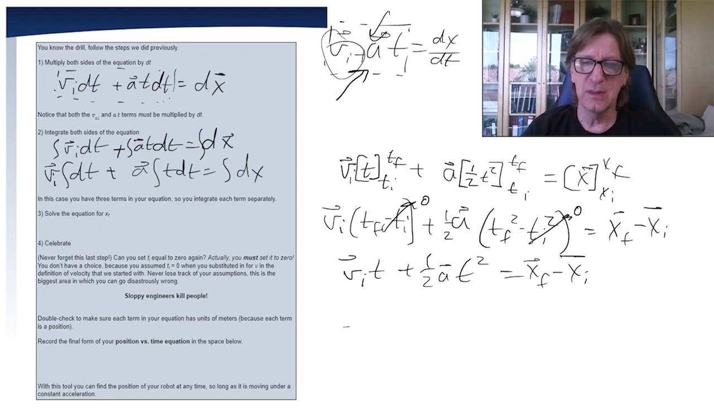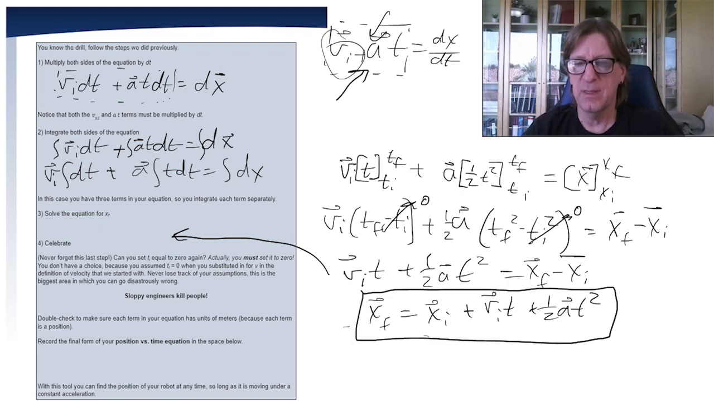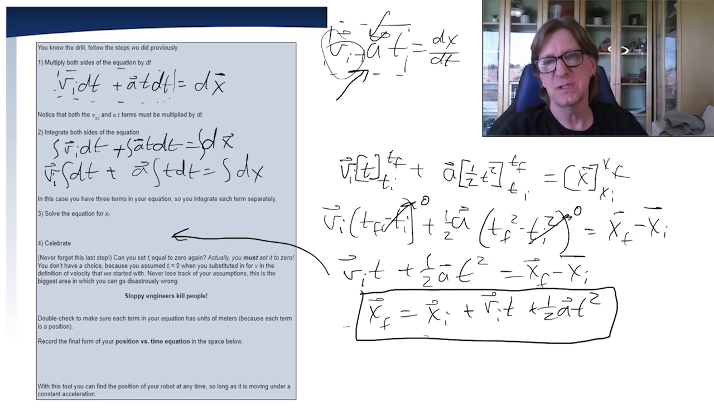So now we're going to take this and we're going to solve it for xf. And you're going to write it in that blank right there on your page. I'm just going to do it here. I need to just move my xi to the other side and I'm good. So I have xf. Xi is negative here. I move it to the other side. It becomes positive. xf equals xi plus vi t plus 1/2 a t squared. And that is my position versus time equation.